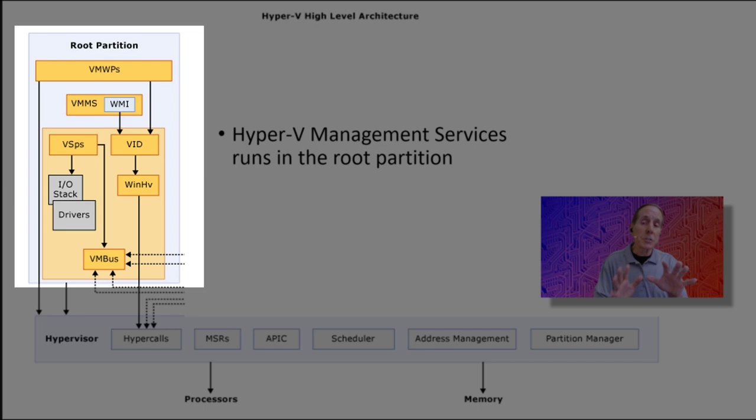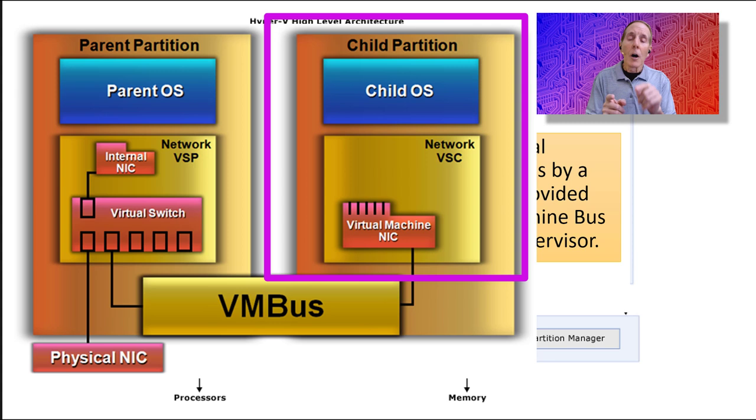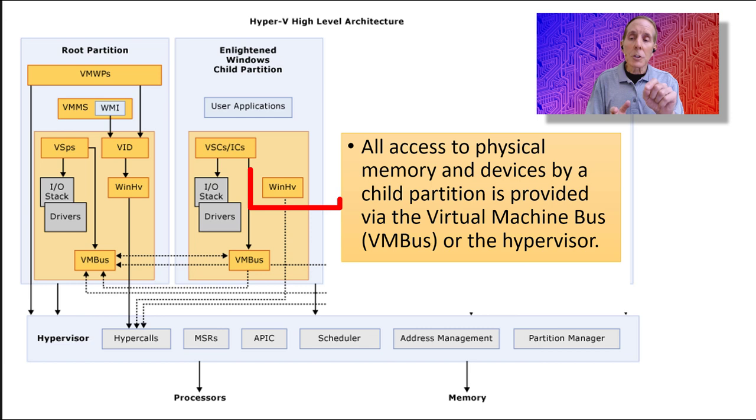Looking at the child partition in the diagram, all access to physical memory and devices by a child partition is provided by the VM bus. You can see it in that diagram. You can also see the child partition here in the block called WinHV communicating hypercalls to the hypervisor.